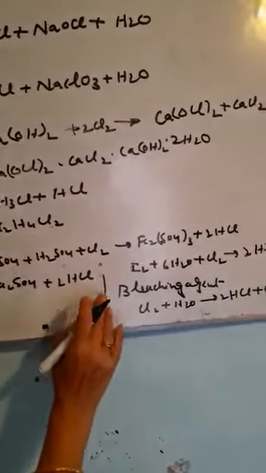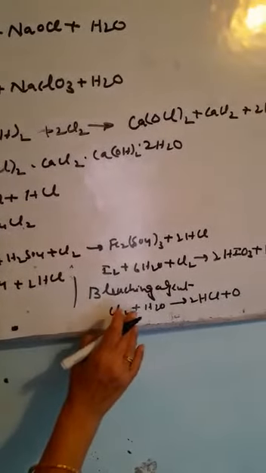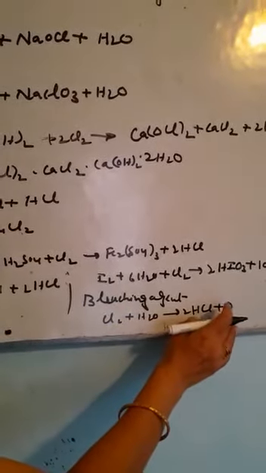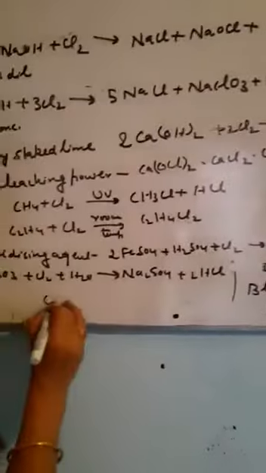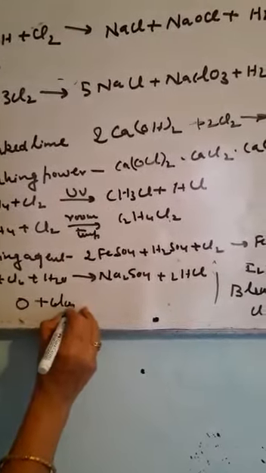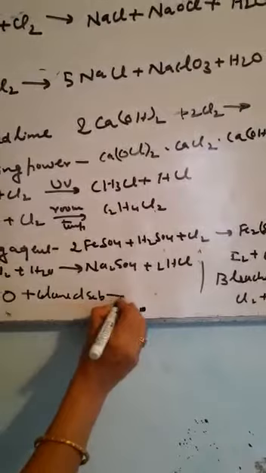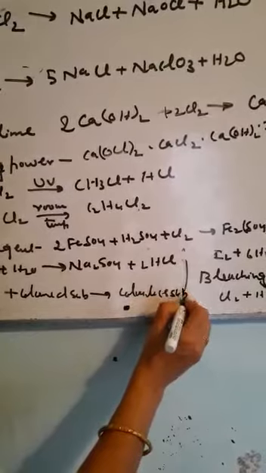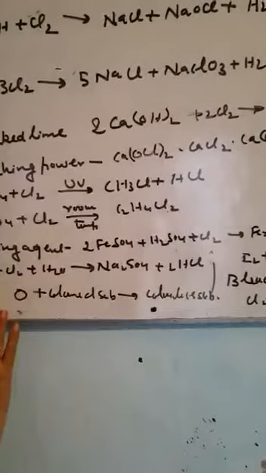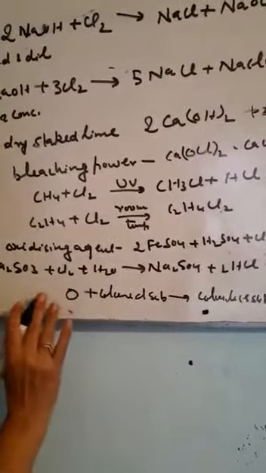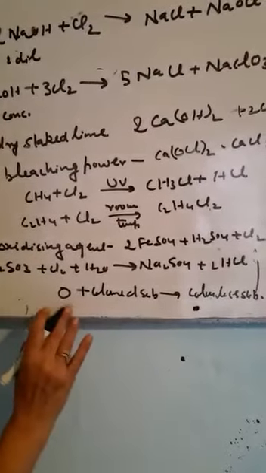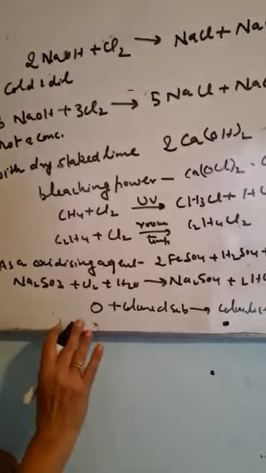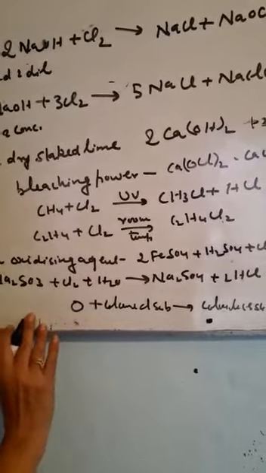It is having a very good bleaching action. When chlorine water stands for some time, there is a release of nascent oxygen. This nascent oxygen reacts with colored substance, which is converted into a colorless substance, and this bleaching action of chlorine is permanent. I have already told you about the bleaching action of sulfur dioxide, which is temporary, and the bleaching action of chlorine is permanent.